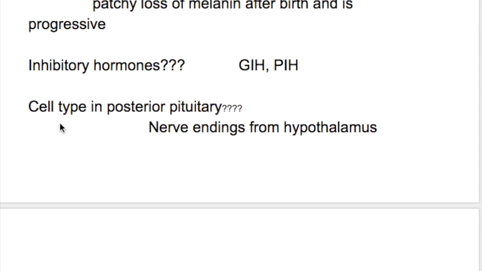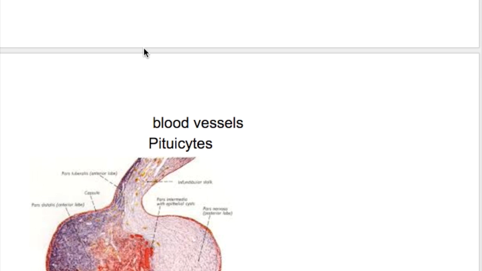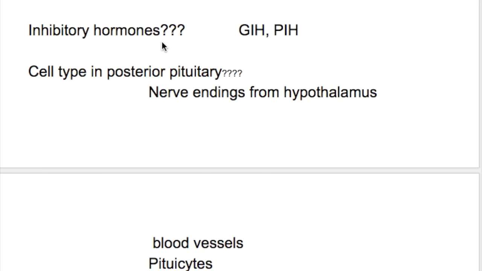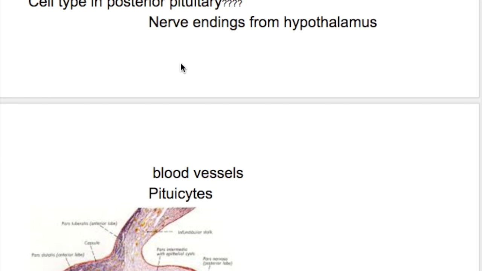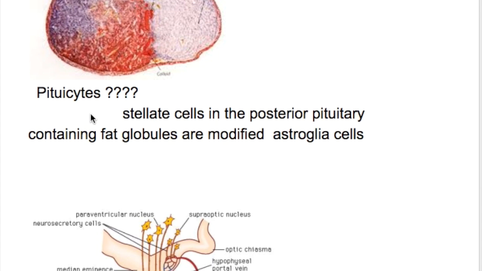What inhibitory hormones does the hypothalamus produce? It produces growth hormone inhibitory hormone and prolactin inhibitory hormone. What are the cell types in the posterior pituitary gland? The posterior pituitary has the nerve endings from the hypothalamus and it does not have a cell type. Other than these nerve endings, it has blood vessels and pituicytes. And what are pituicytes? Pituicytes are satellite cells in the posterior pituitary containing fat globules and are actually modified astroglia cells.